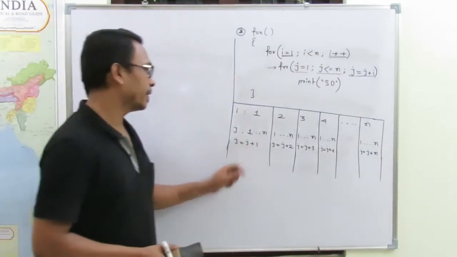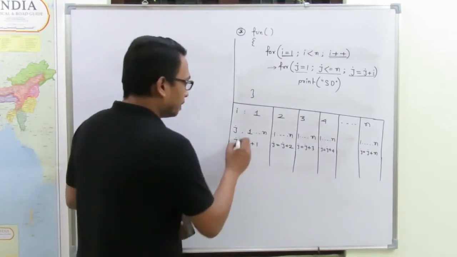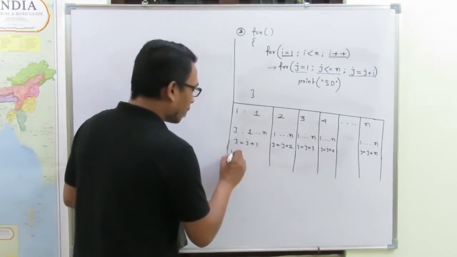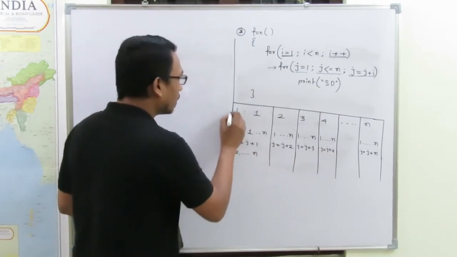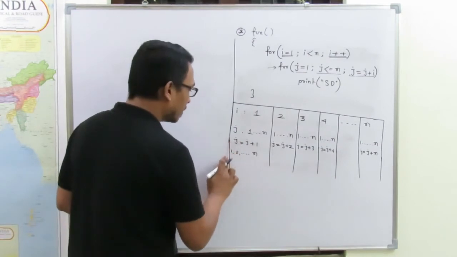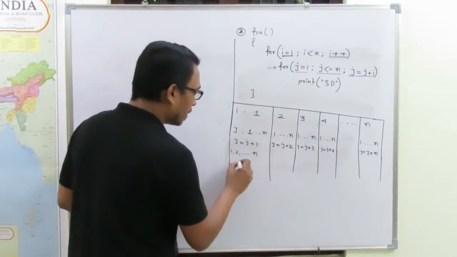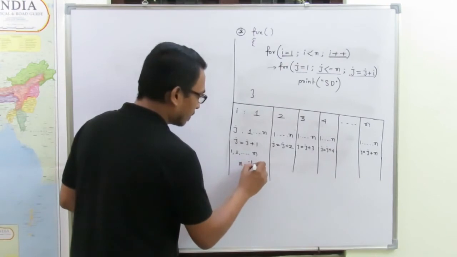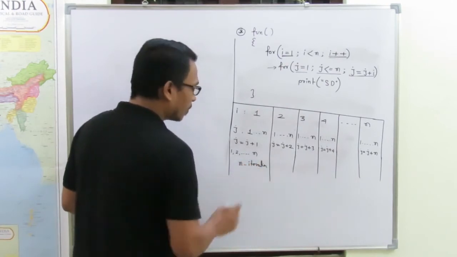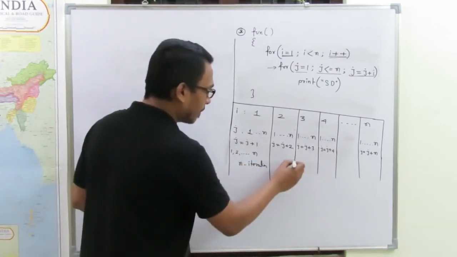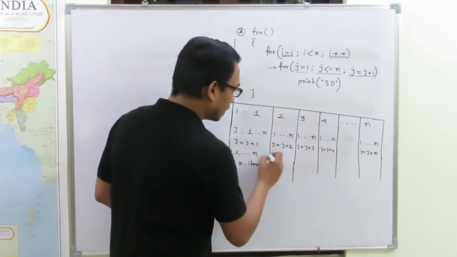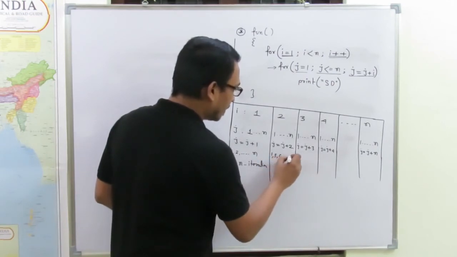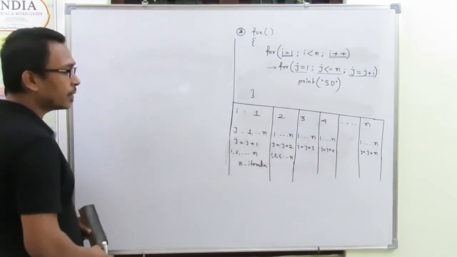Now come here. What will be the sequence of j values? 1, 2, like that till n. So total how many iterations will be there? Total n iterations. Now come here. The value of j will change like 1, then 3, then 5, like that till n. So how many elements, how many iterations will be there? n by 2 iterations.